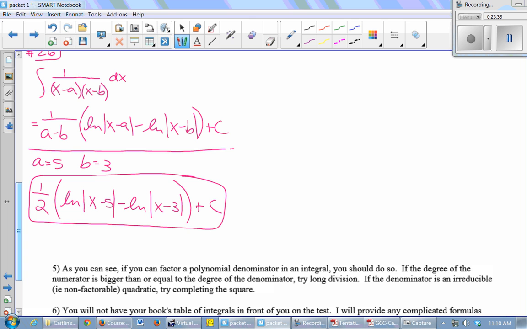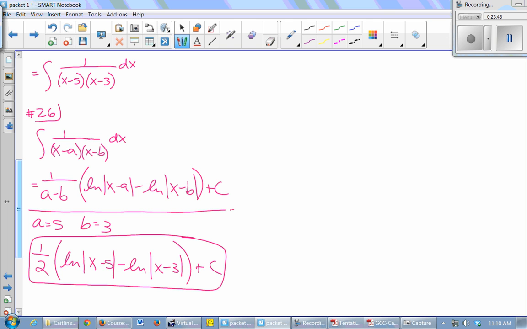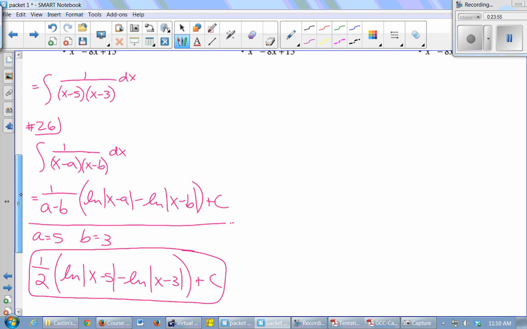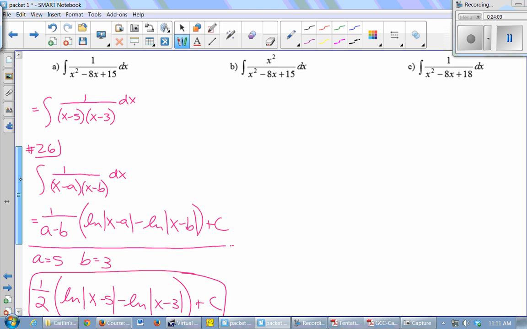Yes, you could do that with partial fractions, which we have not yet learned, but that is the technique you would use to actually derive this formula. It came from partial fractions, which is a technique we're going to learn after the first test. So that one's pretty straightforward, right? Just look in the table, plug in a and b, and you're done. All right, let's look at part B here.